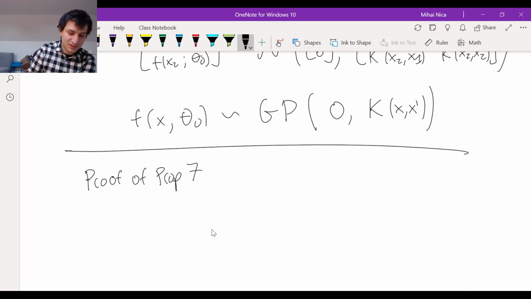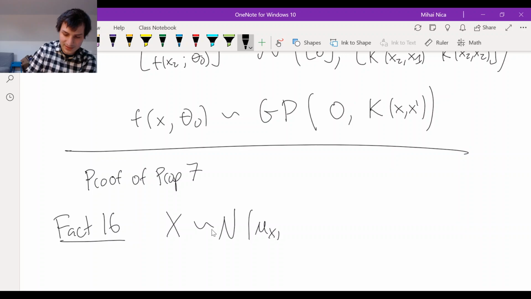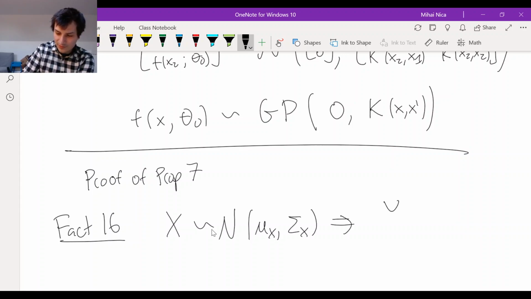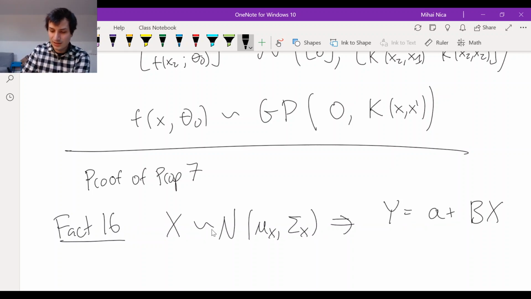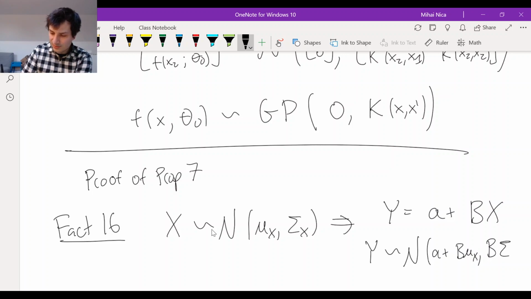So the fact that is being used, and this is called fact 16 in the notes: if x is a Gaussian with mean mu x and variance sigma x, then if you set y equal to a plus b x, where b is some matrix, then y is also Gaussian with mean a plus b mu x, and the variance is b sigma x b transpose. Or is it the other way around? B sigma x b transpose.